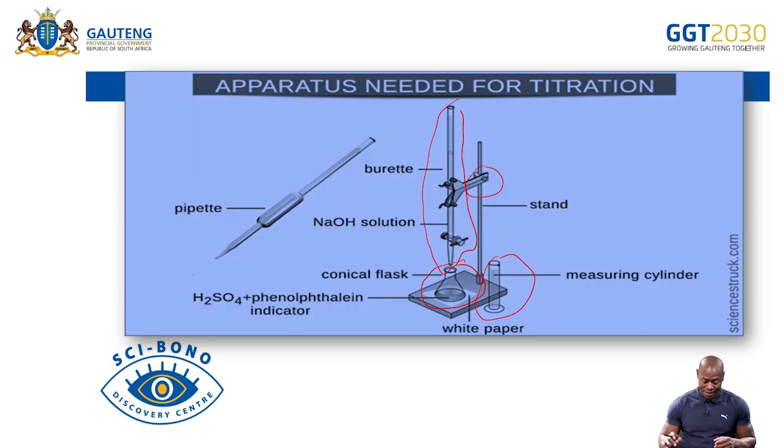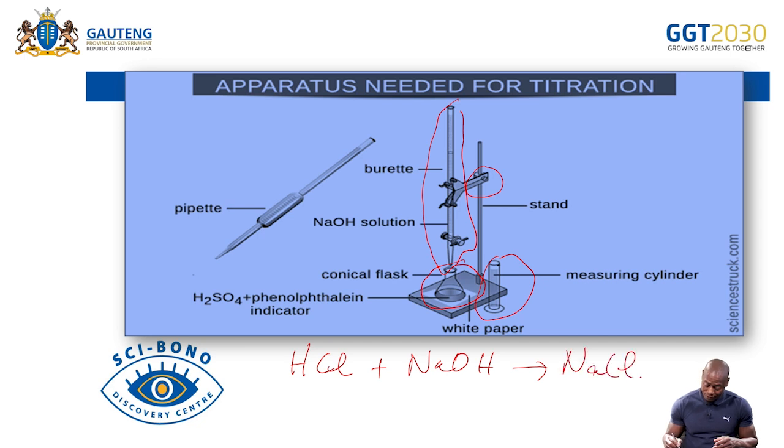So what is happening here? First thing you need to do when you are doing a titration experiment, you will have maybe 2 solutions: a solution of an acid and a solution of a base. For example, hydrochloric acid plus sodium hydroxide. We know very well what will be produced here. It will be sodium chloride plus water.